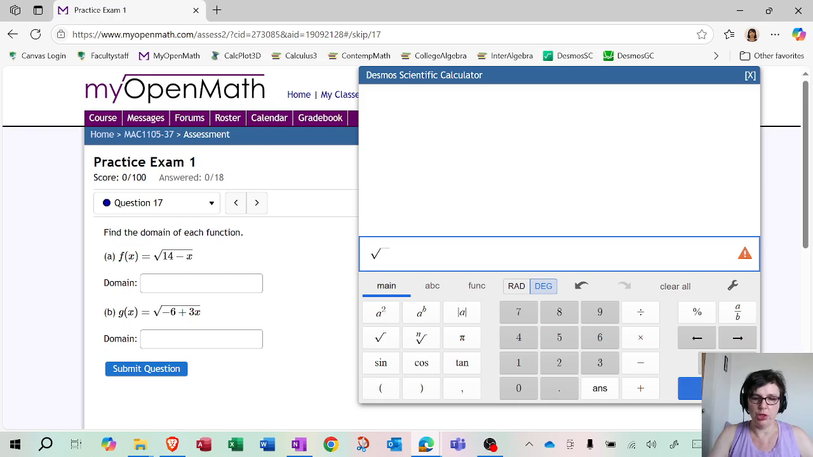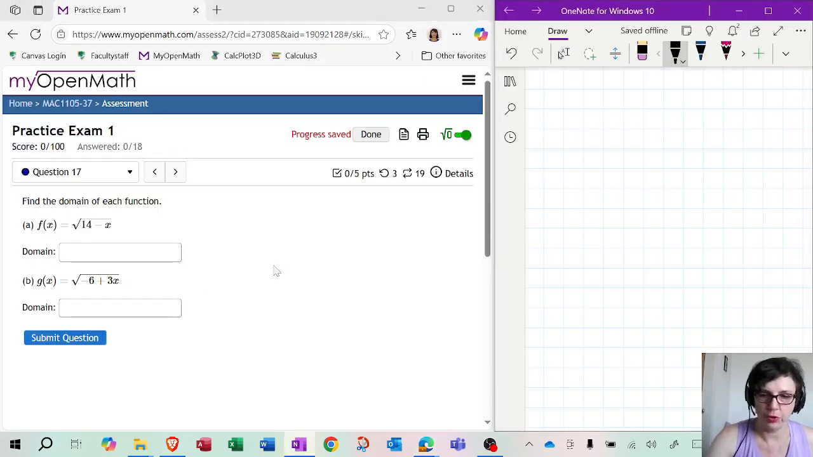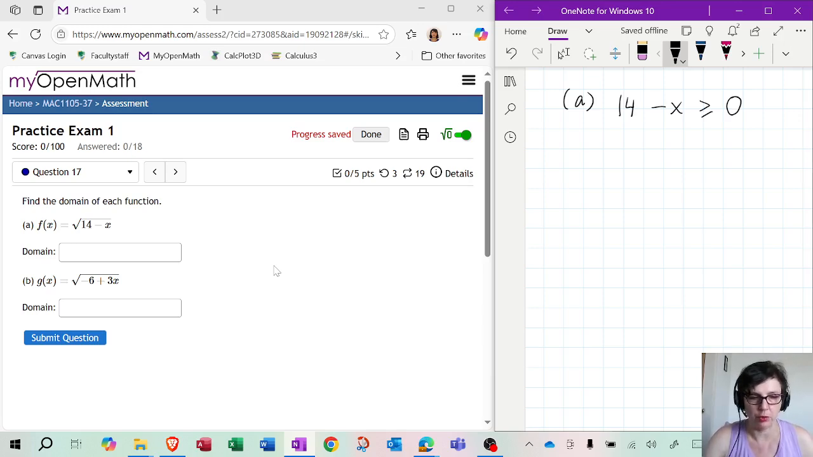And one other thing that you need to understand is that square root of 0 is 0, and it is defined. There's no problem. So any question that has a square root and asks you to find the domain, you zero in on what is under that square root, and make that greater than or equal to 0. So you're going to immediately drop the root. For part A, whatever is under the root, 14 minus x, should be greater than or equal to 0. Importantly, 0 itself is also included. And you need to solve this inequality for x.